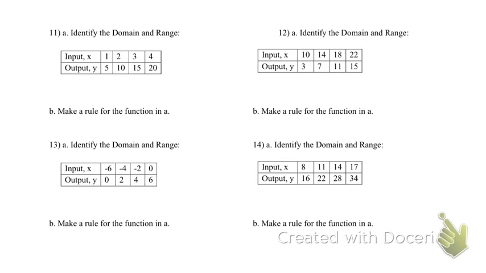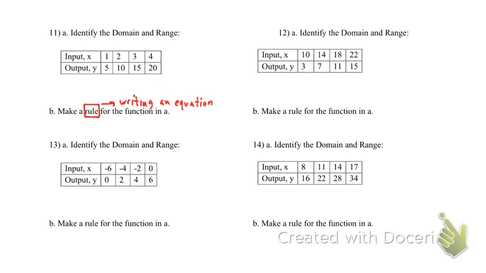What I want to tell you, or at least explain to you, is I want you to understand what it means by making a rule. Okay? Making a rule just simply means writing an equation. So what we're going to do for part B for all these problems is we're going to take this input-output table, and our job for part B is to write an equation that represents this function.